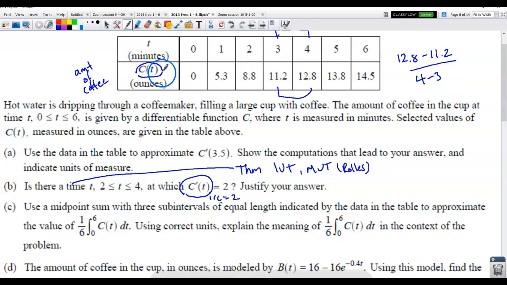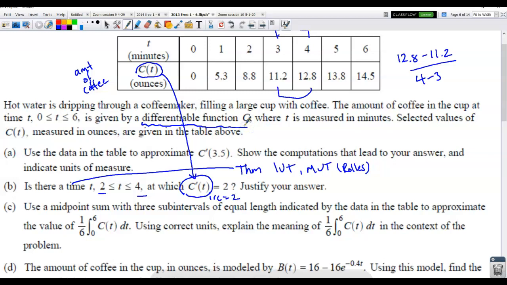So we're going from C to C prime, which is the derivative. So it's asking, is the instant rate of change from the interval 2 to 4 equal to 2? Well, let's go back up and look at the words of our prompt. We know that we have a differentiable function c, and differentiability implies continuity.